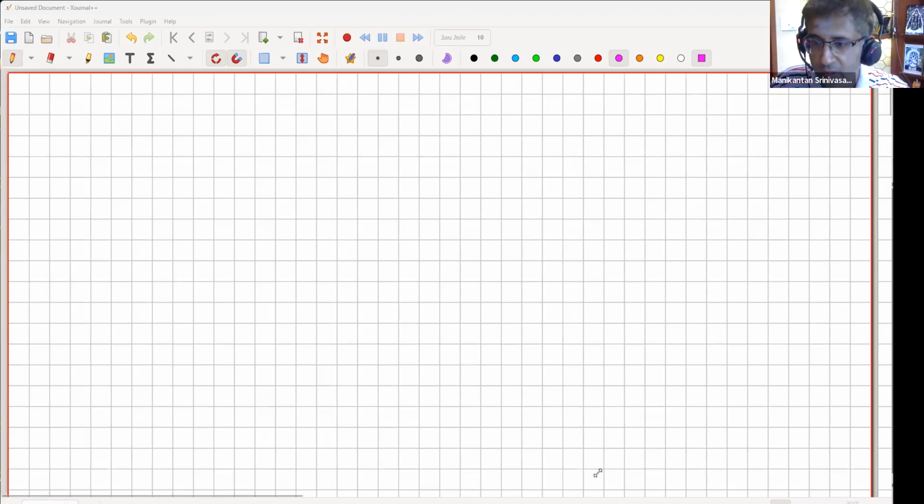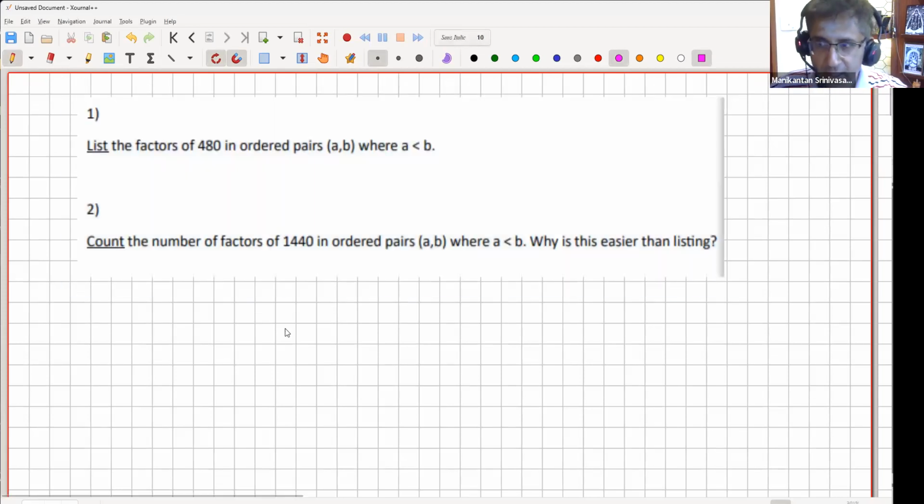Okay, let's discuss the homework from last time. The first few questions should be fairly easy, though some questions are hard. List the factors of 480 in ordered pairs. Avinash, how many did you find in total?